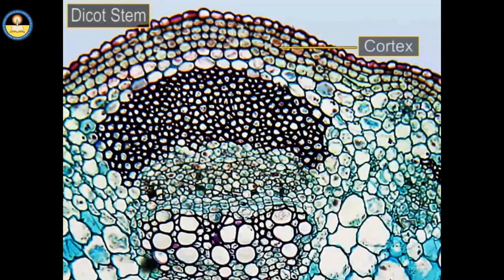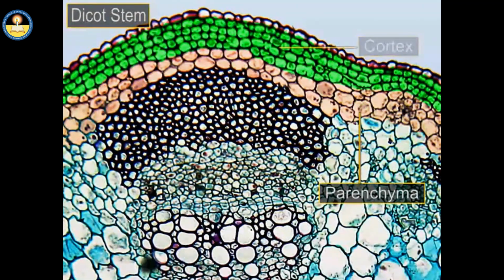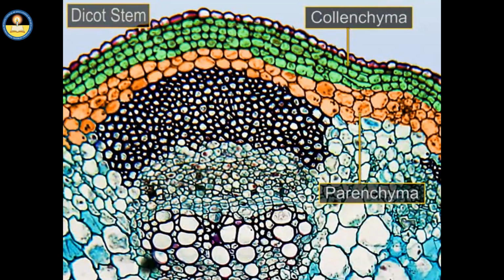Cortex. The region is present inside of the epidermis. It is made up of 3 to 4 layers of collenchymatous cells. Beneath the collenchyma cells, there are a few layers of thin-walled cells, parenchyma. The parenchyma cells make up the bulk of the cortex. Collenchyma serves to strengthen the young stem, whereas parenchyma cells store the synthesized food.